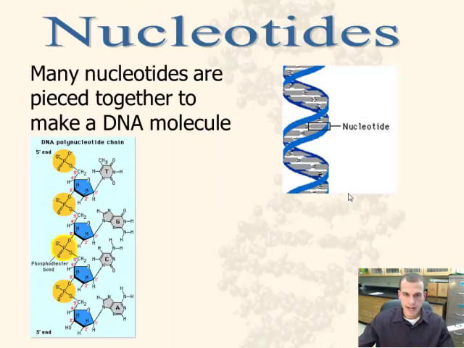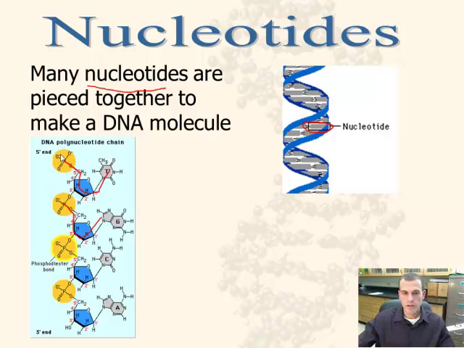Okay, your nucleotides, as I mentioned earlier, are your building blocks. When we piece them together, we create this long chain, which we refer to as a polynucleotide chain. You can see here's one of your nucleotides, a blown-up picture of it. If you look at this area here, you can see your phosphate, your sugar, and then it's connected to your nitrogen base.